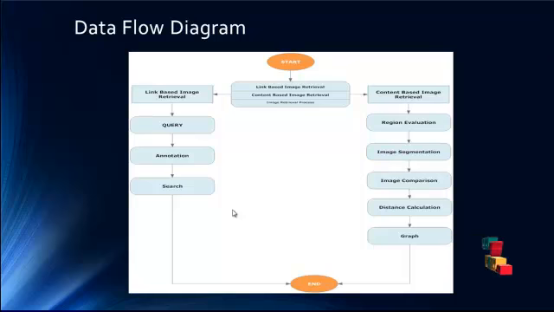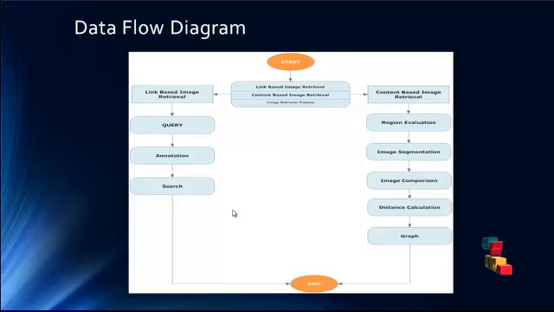The next one is content-based image retrieval. As I said, first we need to analyze the region which is present in the query image. After the analysis, the region evaluation will be taking place. After the evaluation, image segmentation, that is the region segmentation, will be taking place. After that, we need to acquire the histogram values of the regions, and we can compute the distance by using the Euclidean distance.